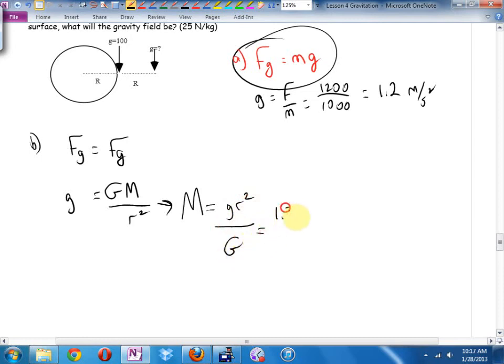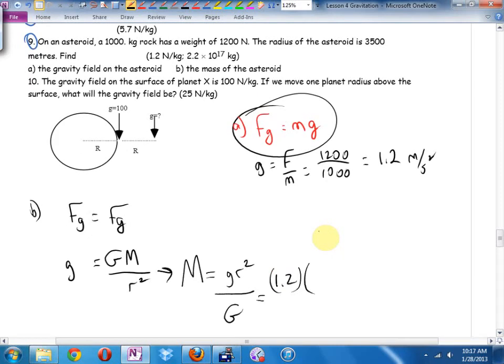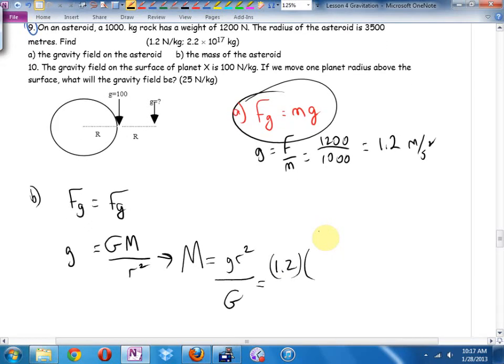Where little g is from part A, 1.2. They told me the radius of the asteroid, didn't they? 3,500 meters. 3,500 squared divided by 6.67 times 10 to the negative 11.